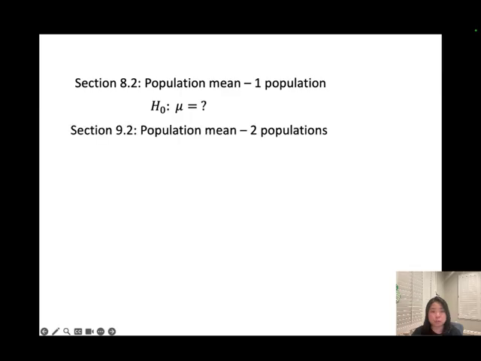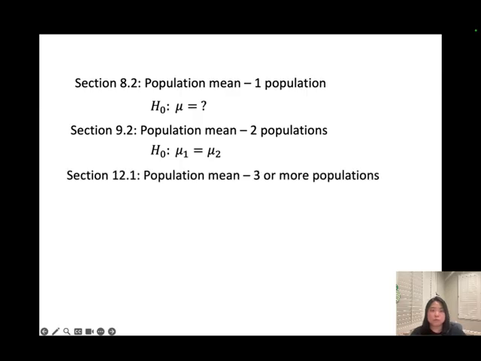And then in section 9.2, we perform the hypothesis test for the population mean. At that time, we do have two populations, so our null hypothesis will be comparing mean 1 equal to mean 2. And for this section, we'll perform the hypothesis test for the population mean, but this time we do have 3 or more populations. So you could see our null hypothesis will be mean 1 equal to mean 2 equal to mean 3. It depends on how many populations you have.